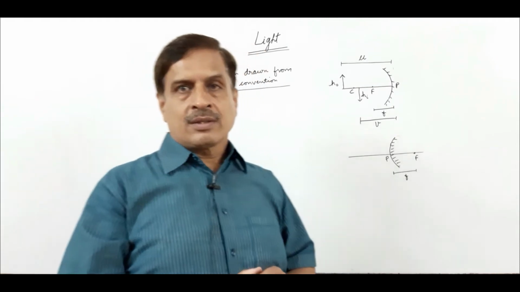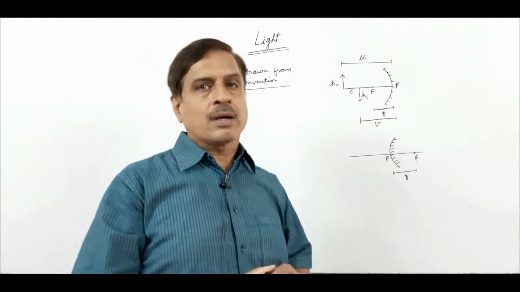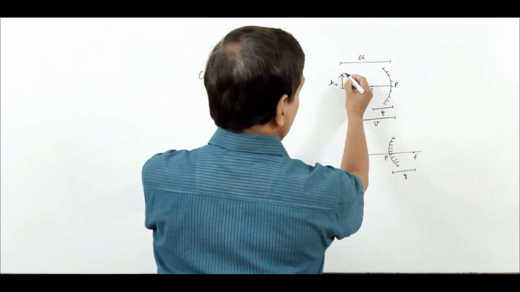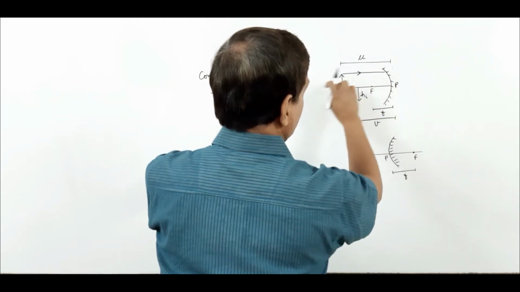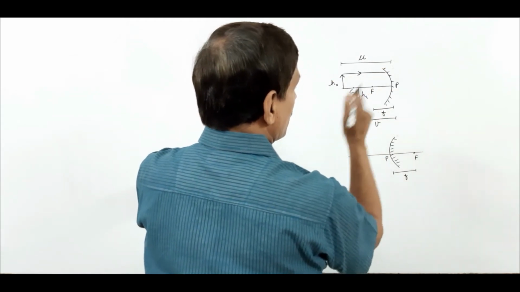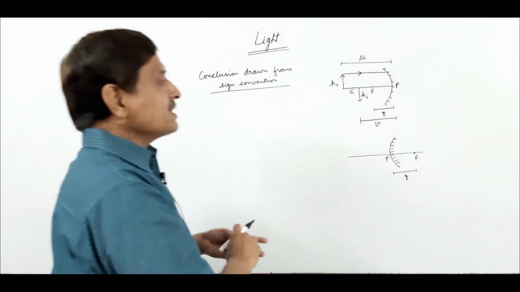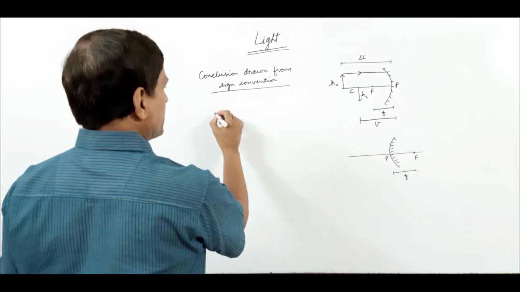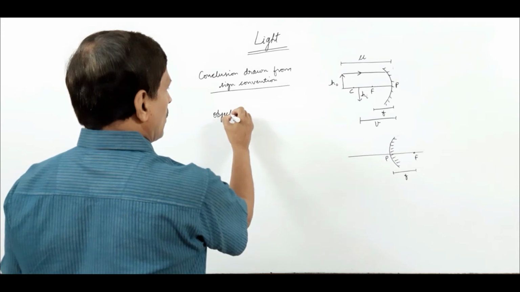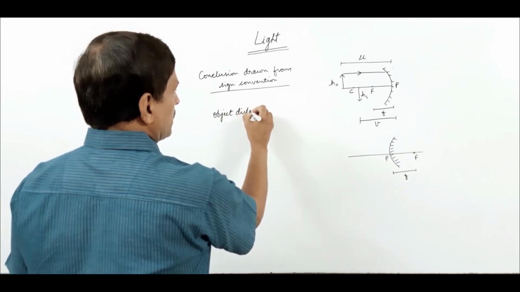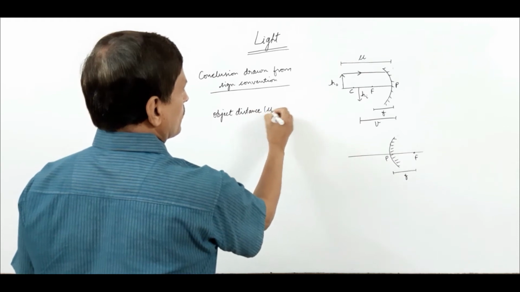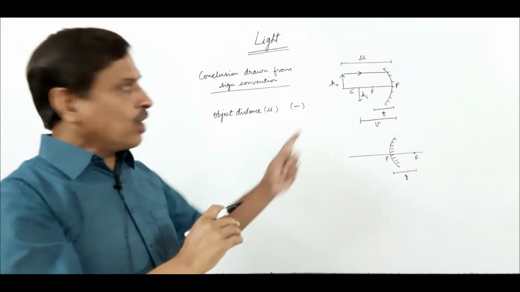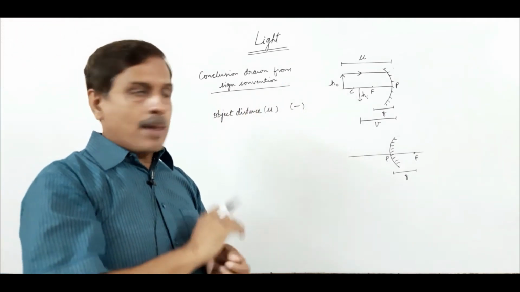From the sign convention for spherical mirrors, we can draw certain conclusions. In case of a concave mirror, the incident ray is incident in this direction, that is left to right. U, the object distance, is always negative because the object is placed on the left side of the mirror.